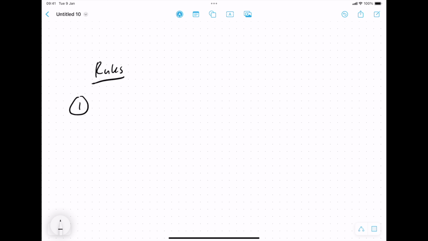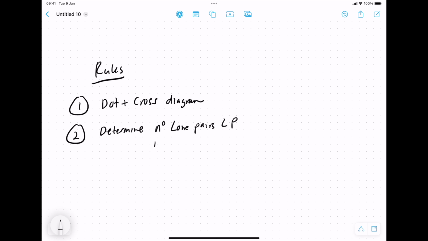Number one, the first thing you have to do when faced with a question that says, determine the shape of XYZ molecule, is to do a dot and cross diagram. Then once you've got the dot and cross diagram, the next thing to do is determine the number of lone pairs, LP, and the number of bonded pairs. Then, once you know the number of lone pairs and bonded pairs, you can refer to the template and derive the shape.